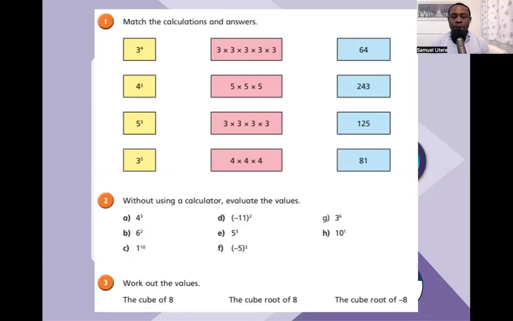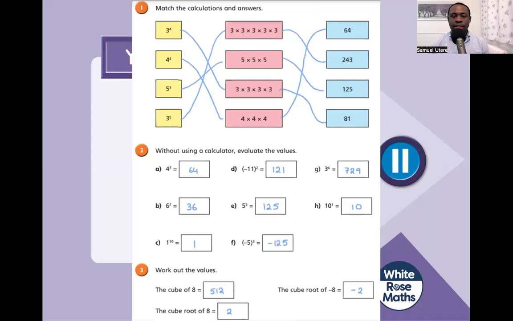Assuming you've paused the video and you've answered the questions, here are the answers. For the first one, you were asked to match the calculations and the answers. So it was a simple exercise of matching the base with the power and the actual result of your calculation. For question 2, you were asked, without using a calculator, to evaluate these values. And those are the answers.